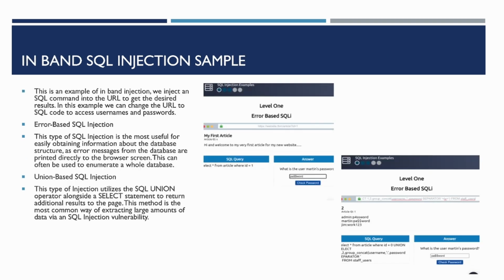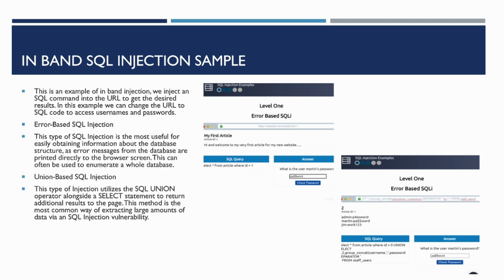I have an example right here. So in this example of in-band injection, I injected an SQL command into the URL to get the desired result. In this example, we can change the URL to SQL code to access usernames and passwords. There are also other different types of in-band SQL injection. There's error-based SQL injection and union-based.